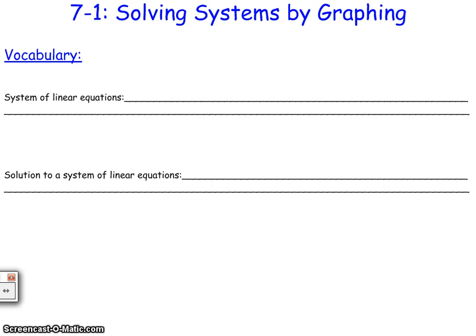Or if you need to rewatch something again, you can watch it over and over as many times as you need to. So for the start of our lesson, you're going to have to go into your math books and you probably want to hit pause. I want you to go ahead and define the words system of linear equations and then solution to a system of linear equations.